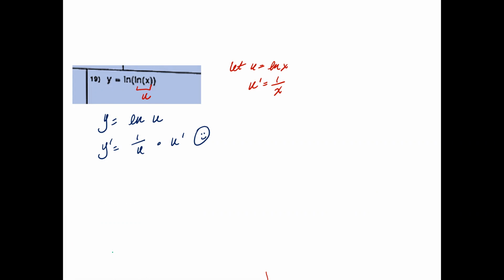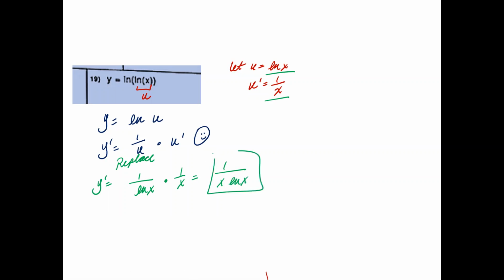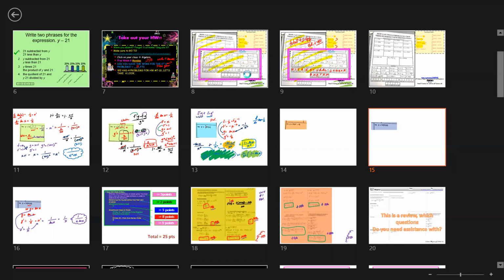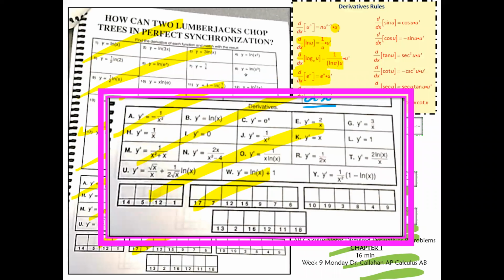But your next step is to replace everything back. So y prime is equal to 1 over u, where u is ln x, times u prime, and u prime is 1 over x. So your answer is just going to be 1 over (x ln x) as your derivative. And that is O right here. I believe it was number 19, so O will be number 19.